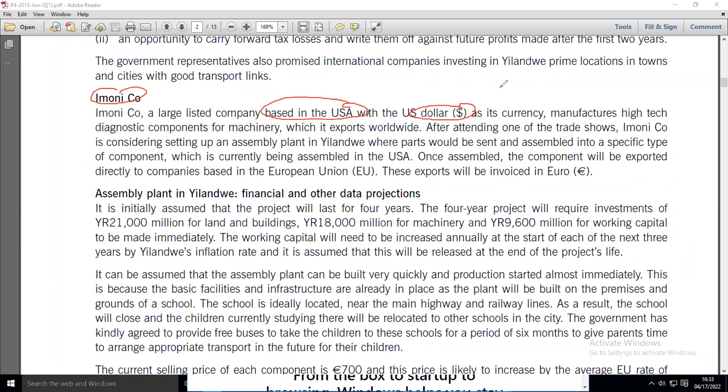It's very interesting. I is in the country where they use USD. They're going to invest in a country where they use Y rand. They're going to sell this to a place where they use euros. Quite an interesting scenario, 3 currencies. So we need to realize that sales are not in Y rand. The sales, the revenues will come in euros.